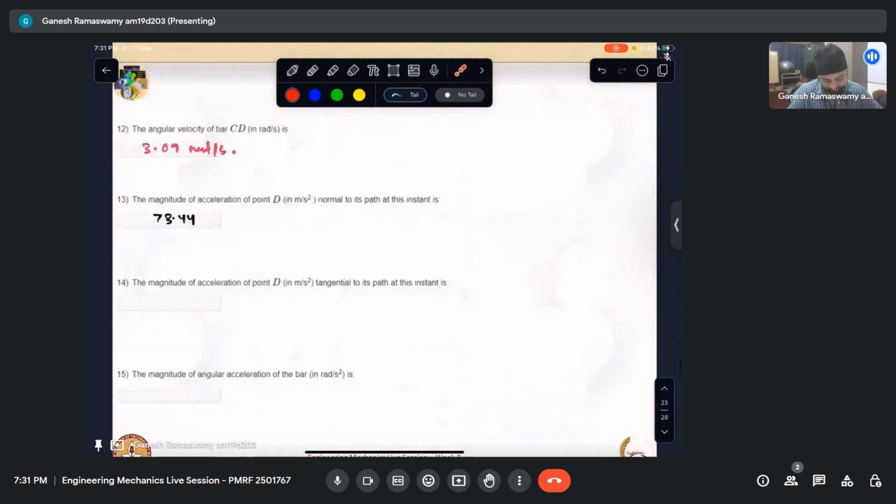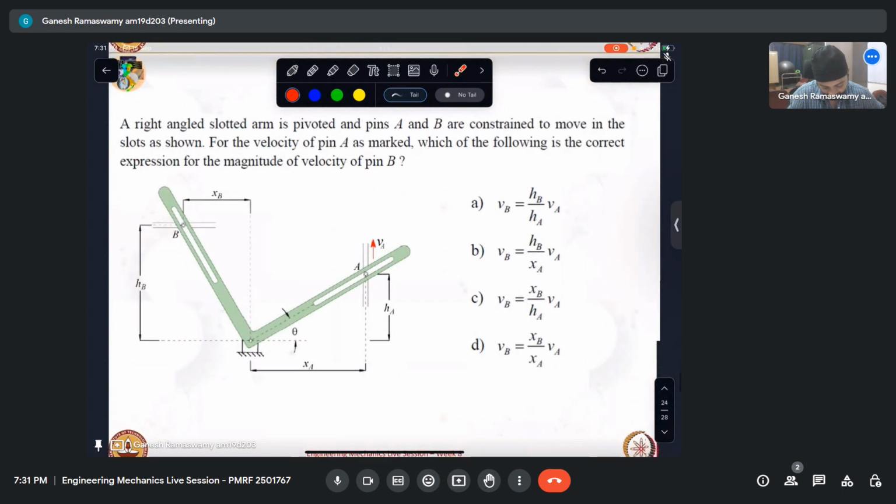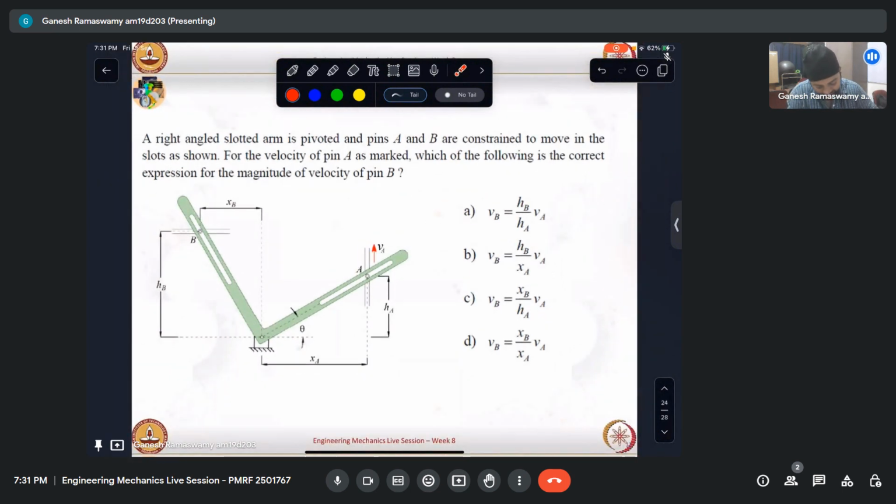Okay, so this question says a right-angled slotted arm is pivoted, and pins A and B are considered to move in the slots. So we have a slotted arm which has 90 degrees here.